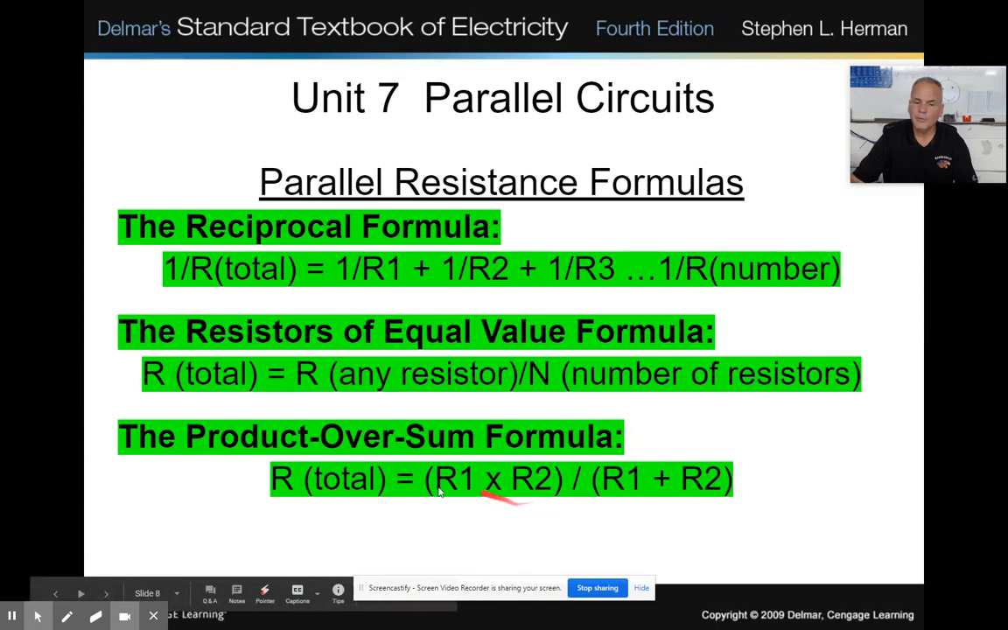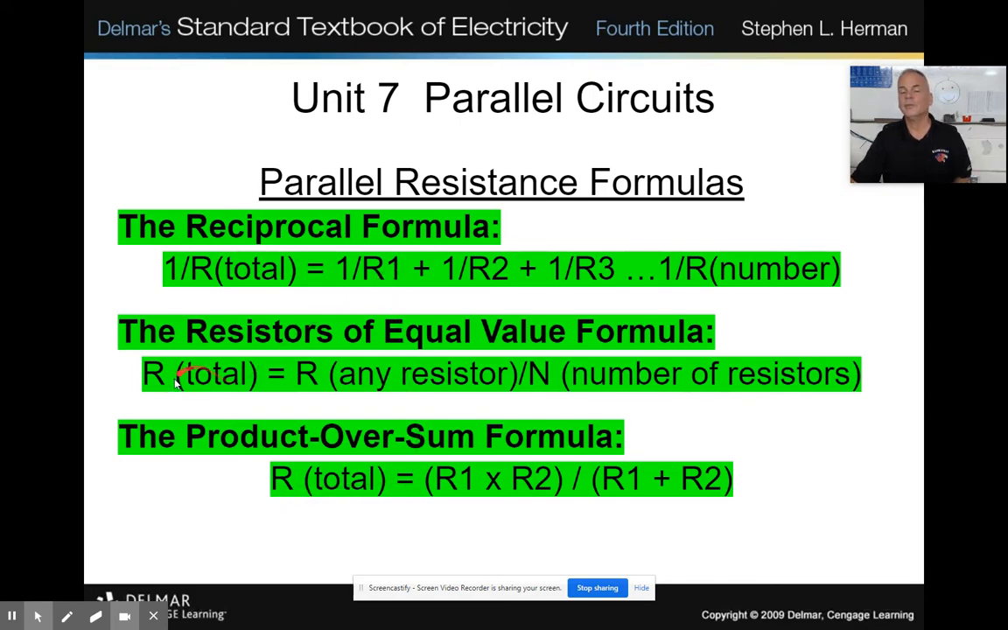Then you have product over the sum. We don't use this one a lot, but it exists, and I do believe there's two or three tests and a couple quizzes that will ask you about this. You don't have to use this one, but if you have two resistors, you can multiply the two resistors and then divide it by the same two resistors added together, and you'll get your total resistance. Algebra is a funny thing, isn't it? But this will produce the same thing as this.